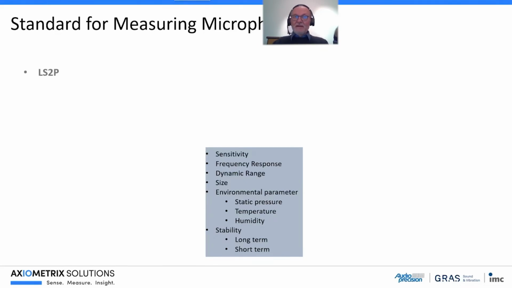LS2P is the primary laboratory standard. The 2 means half-inch microphone, and P for pressure microphone. This is the laboratory reference microphone, like the Grass 40AU, that's 1.